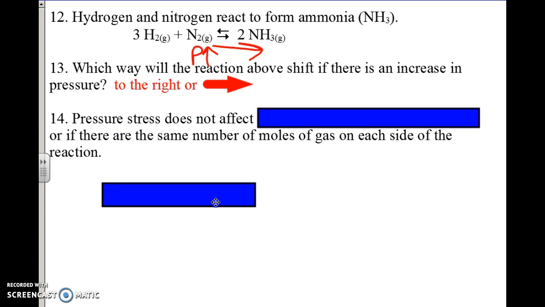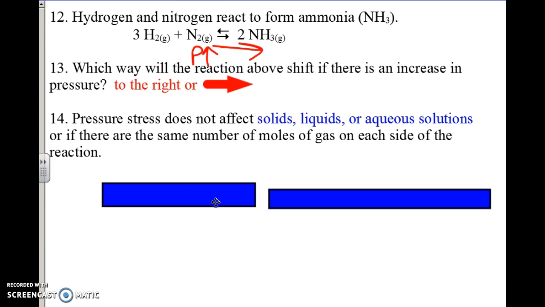Pressure stress does not affect solids, liquids, or aqueous solutions. If there are the same number of moles of gas on each side of the reaction, also there will not be a shift. So gases are the only thing that are affected by pressure changes and volume changes.